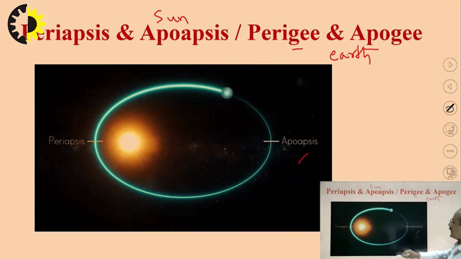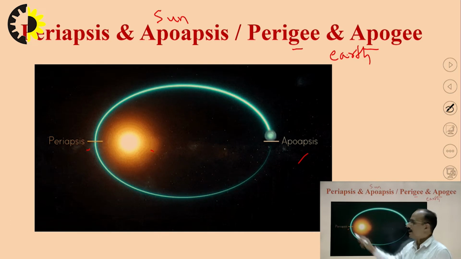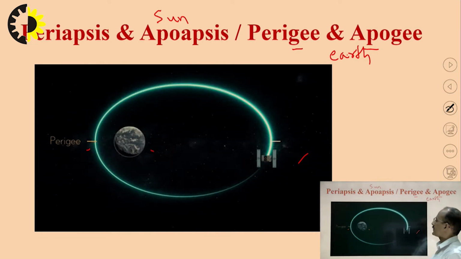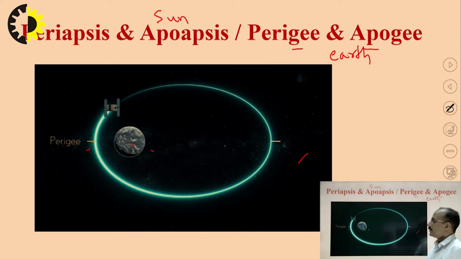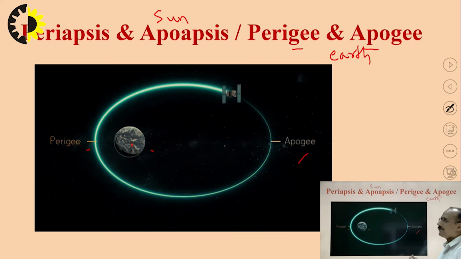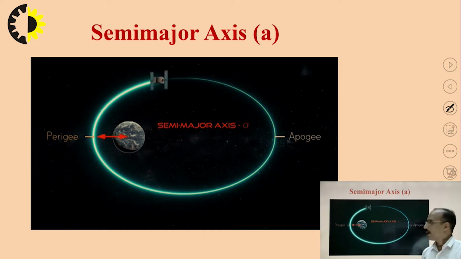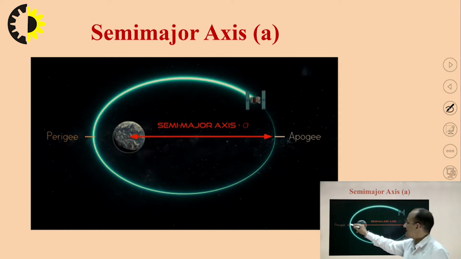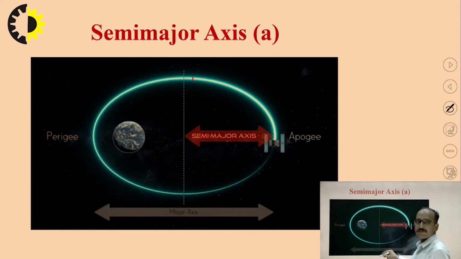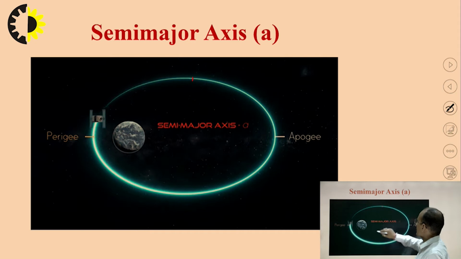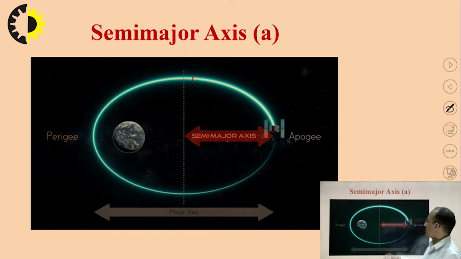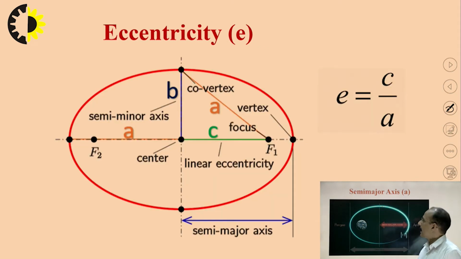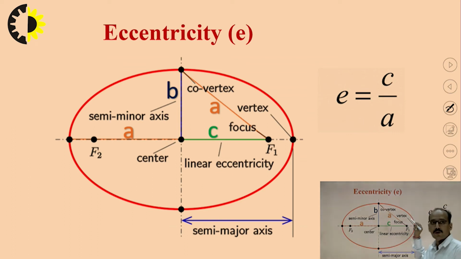In this diagram you can see the sun, and the nearest point of the orbit towards the sun is the periapsis, and the farthest is the apoapsis. But when we are talking about the earth, the nearest point is the perigee and the farthest point is the apogee. So these are the same points, only the reference changes. Now the semi-major axis. This is the elliptical path. This is the longest axis and this is the smallest axis. This is the semi-minor axis and this is the semi-major axis. You can easily identify these points, here with respect to the earth. Then the total relation of eccentricity and semi-major axis is E equal to C by A.